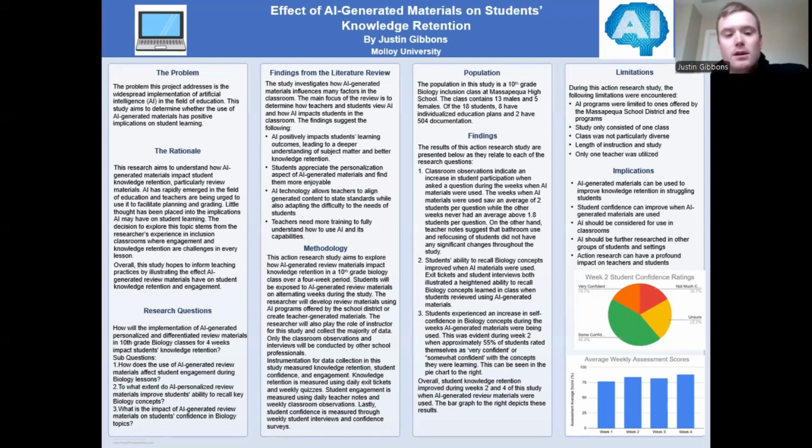All right, so let's dive into the actual project here, into the methodology. So this was a project in which we used AI generated review materials to see how it impacted students. So we used a 10th grade biology class over a 4 week period. During weeks 1 and 3, the students were just exposed to teacher generated review materials like there usually are, just normal classroom procedures. And weeks 2 and 4, they used AI generated review materials before taking any assessments. So it's kind of like an on-off schedule in terms of using AI.